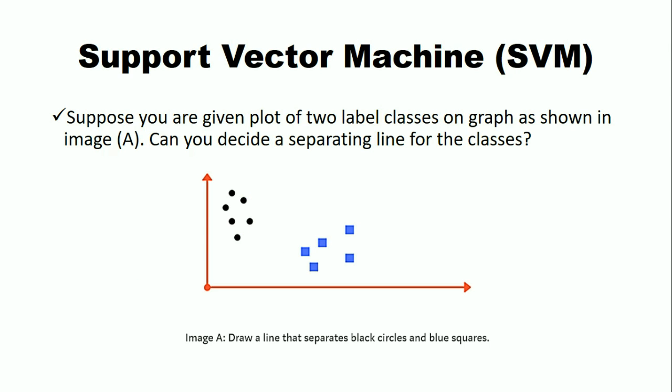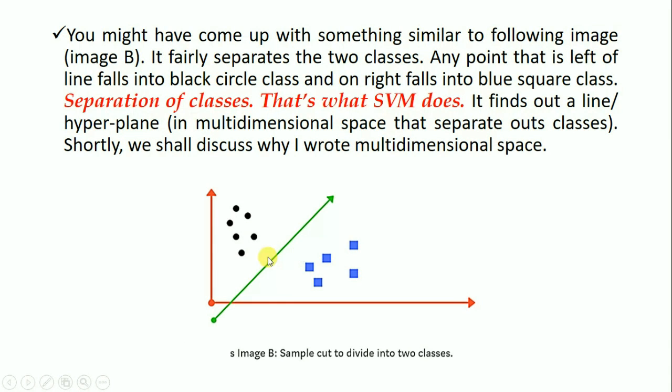Now we will go for an example so that you can understand a support vector machine very easily. So here one example is there. This is the plot we got. In this plot we have black circles and blue squares. So how can you separate these two classes? These two classes can be separated by a line, nothing but what we call a hyperplane.